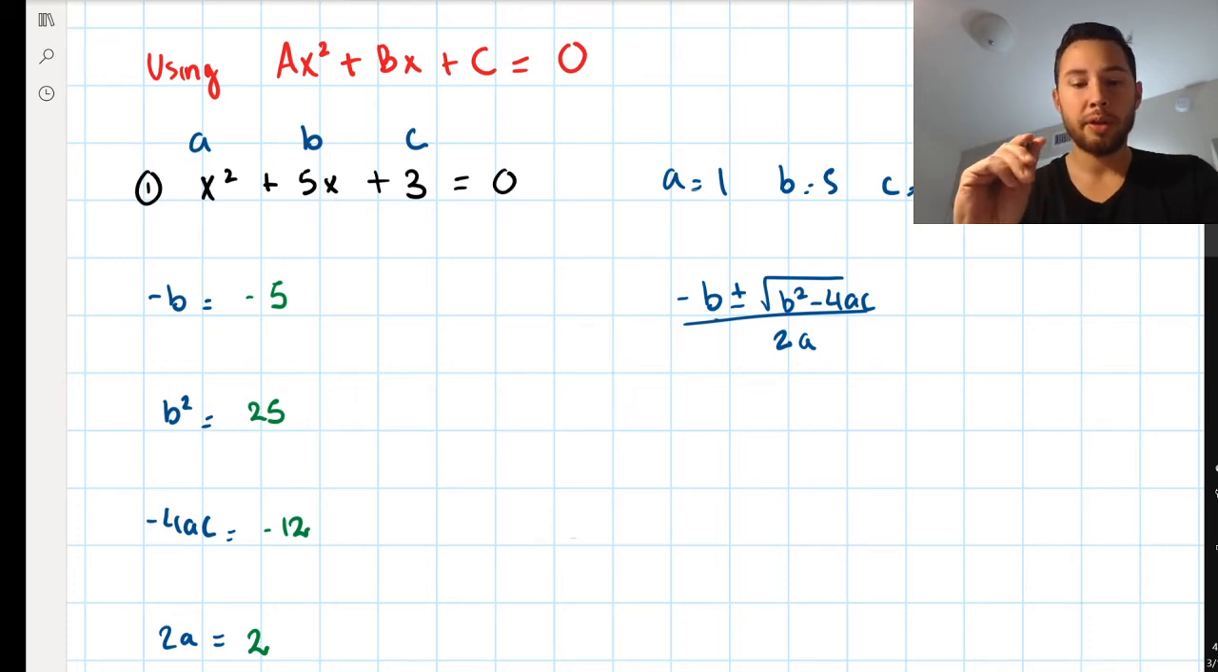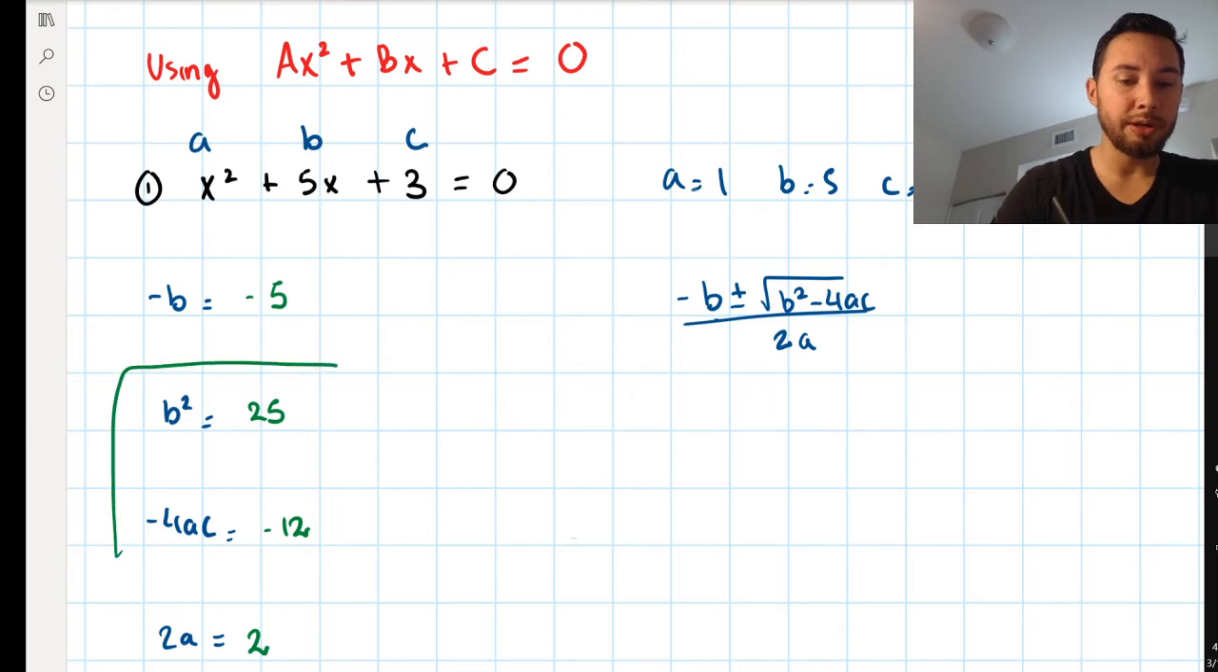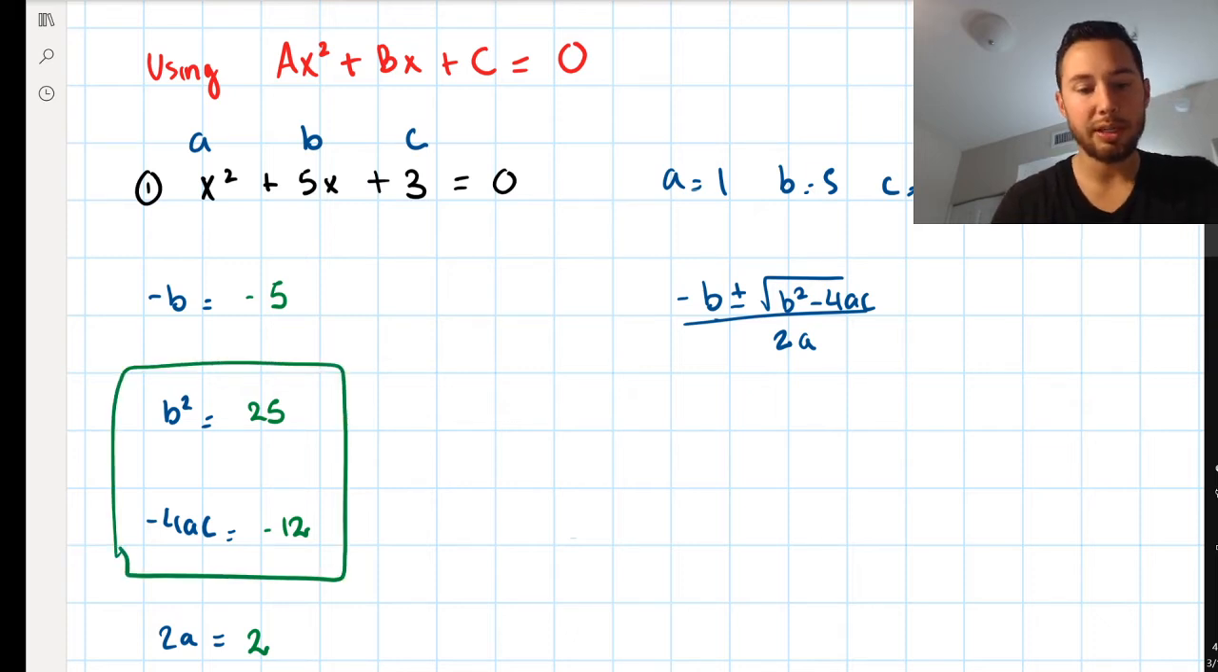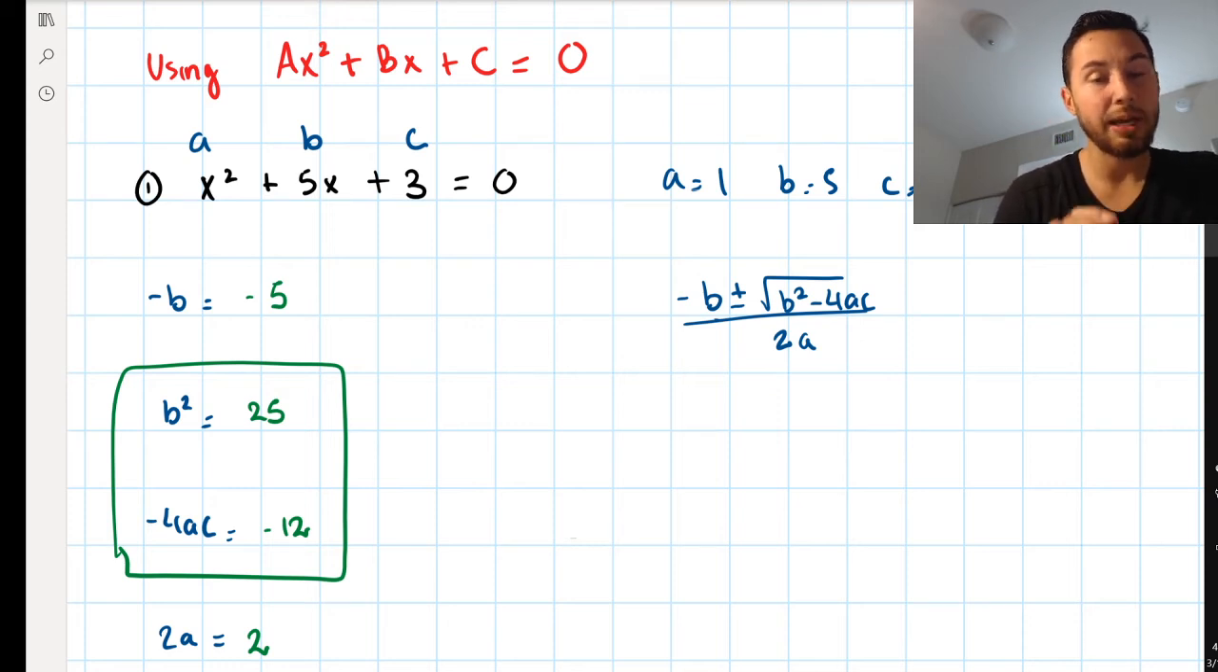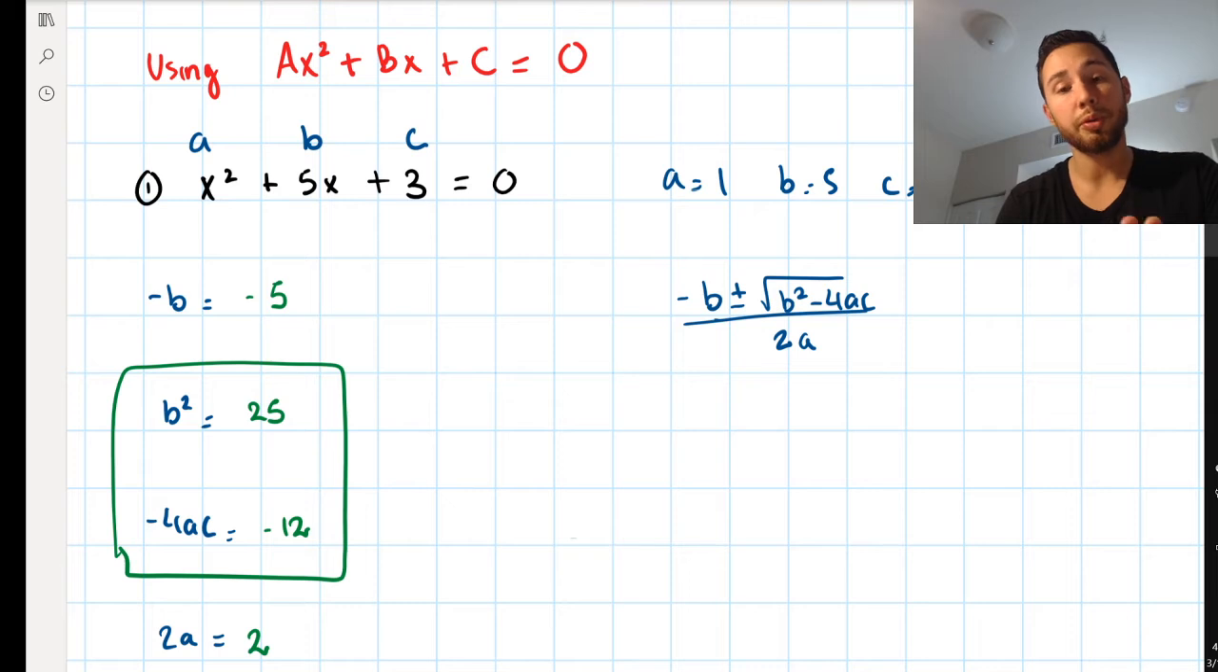So this right here, I'm going to put together first. Now, this is what goes inside of the square root. This is called my discriminant. Now, my discriminant tells me whether I can continue or not. If this number is negative, I could stop. There are no real solutions.